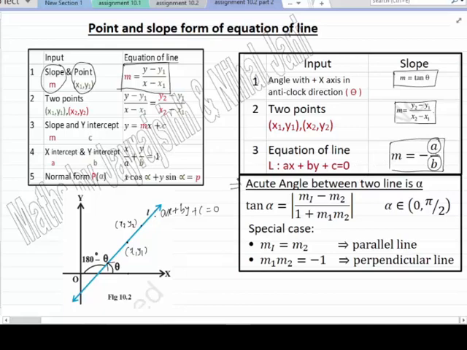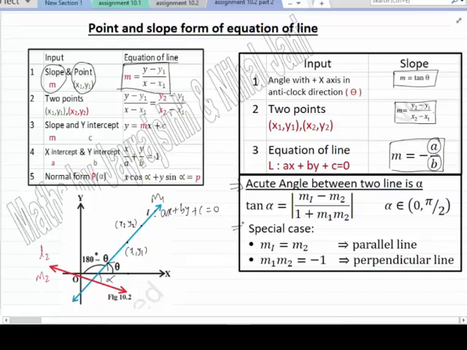Now the fourth one, and the important one, is the indirect method. Suppose we have another given line, let's say L2, and its slope is m2. And if the acute angle between these two lines is alpha, then using the formula of angle, tan alpha is equal to mod of m1 minus m2 upon 1 plus m1 m2, we can find the slope of line L, let's say m1.